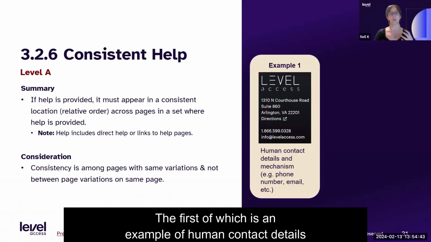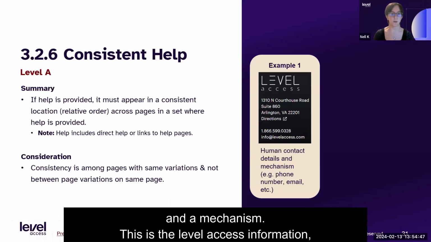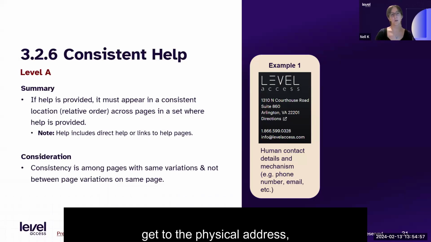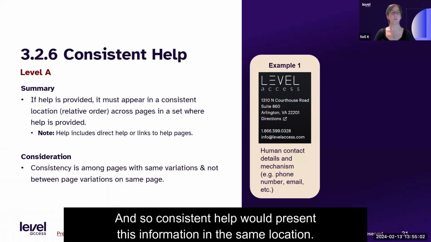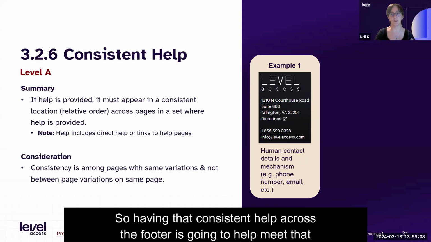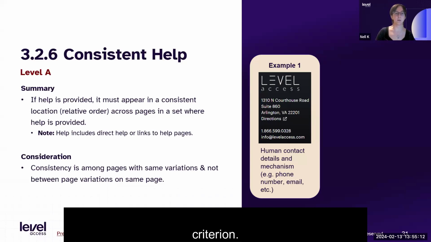The first of which is an example of human contact details and a mechanism, right? So this is the Level Access contact information, including the physical address, directions to get to the physical address, a phone number, as well as an email. And so consistent help would present this information in the same location. In this case, that would be the footer, for example. So having that consistent help across the footer is going to help meet that criterion.